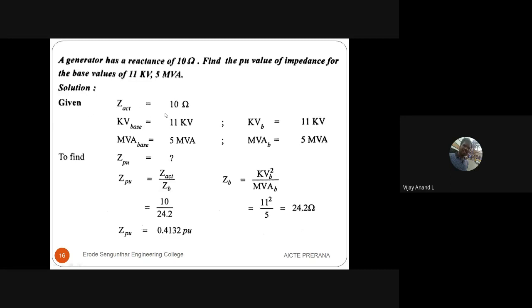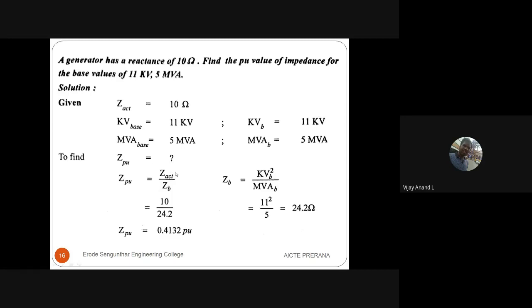That is Z actual is equal to 10 ohm. KVB, base value, is equal to 11 kV. Base can be represented as B. KVB is nothing but base kV, and MVA B is nothing but 5 MVA. These three values are given in the problem. We have to calculate per unit, that is ZPU.